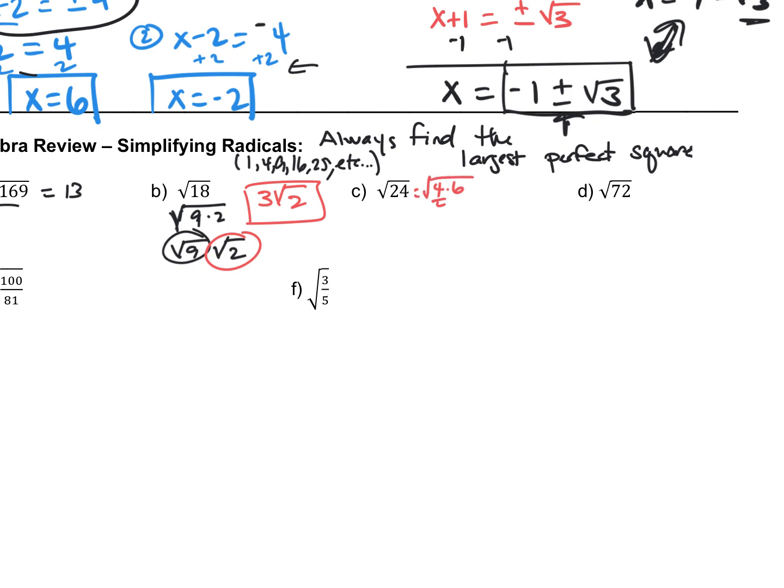So I'm going to take the square root of 4 times the square root of 6. Square root of 4 is just 2. And then multiply that answer by the square root of 6.